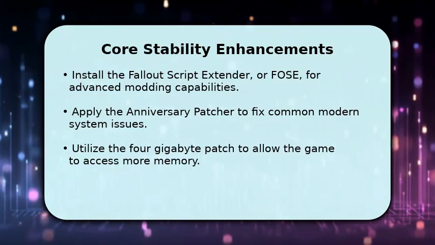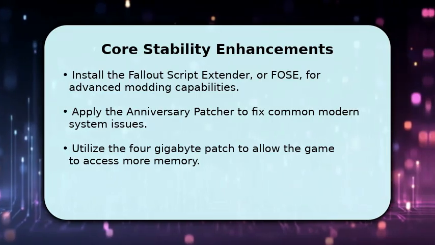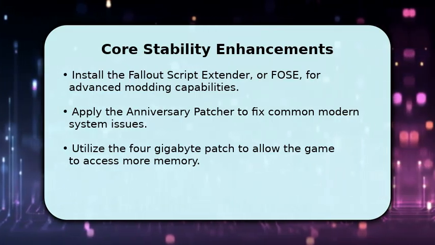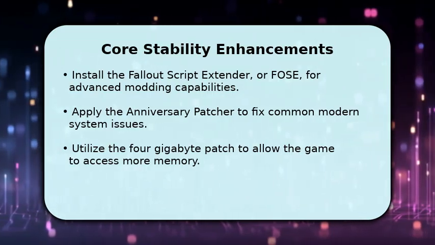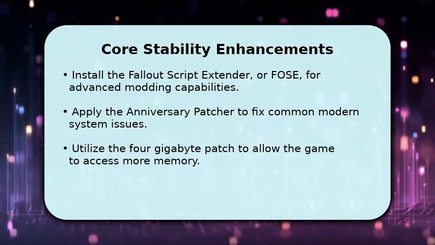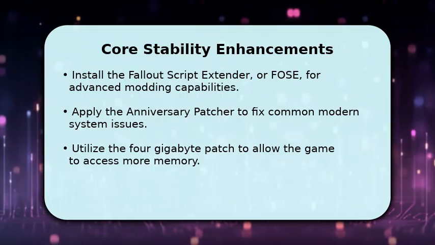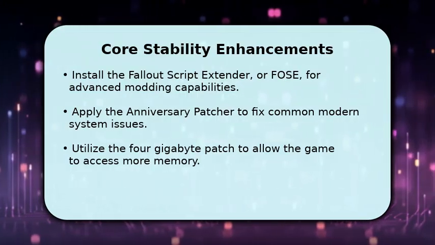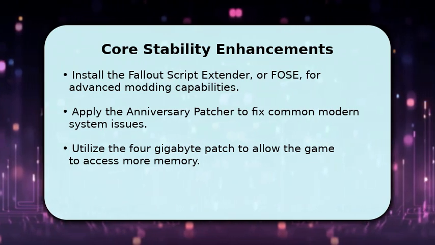The Fallout Script Extender, or FOSE, is vital for many community fixes and mods. Then, apply the Anniversary Patcher, which addresses compatibility issues on modern operating systems and often removes Games for Windows Live. Also, use the 4GB patch to enable the game to utilize more than 2 GB of system memory, significantly reducing crashes. Lastly, the updated unofficial Fallout 3 patch resolves.